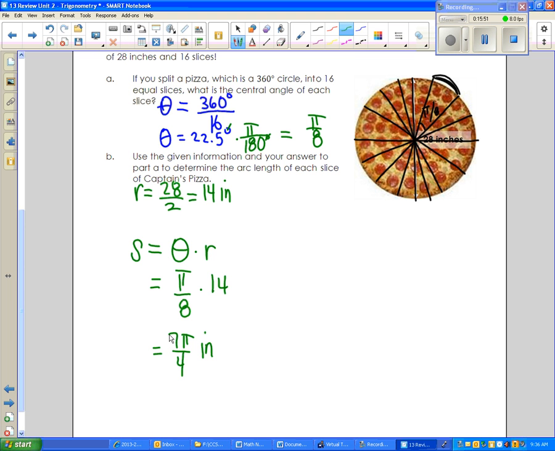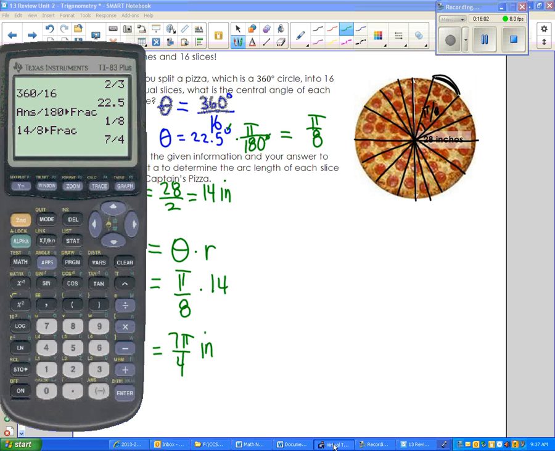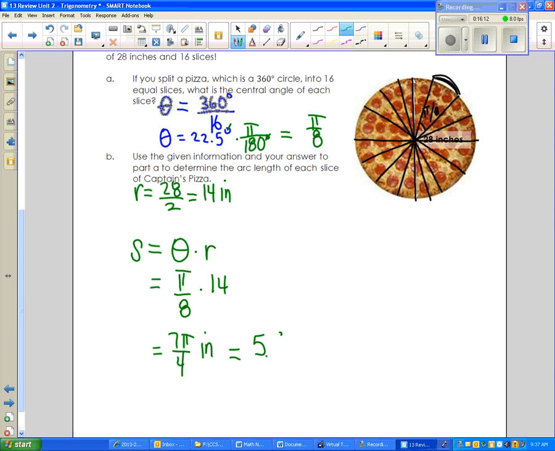However, that's hard for me to approximate what that actually means. With a real life problem like this, if I want to know the length of the crust of a piece of pizza, it makes more sense to multiply this all the way through. So if I take 7 times pi and divide it by 4, I get about 5.5 inches. So each slice, when you think about the crust, is about 5.5 inches. You can imagine how big those slices are. They're huge. One slice is enough. Anyway, that's my plug for Captain's Pizza in Ocean City, Maryland.